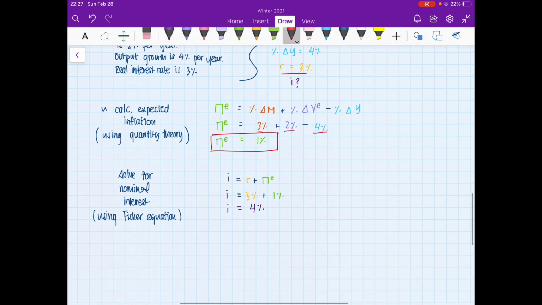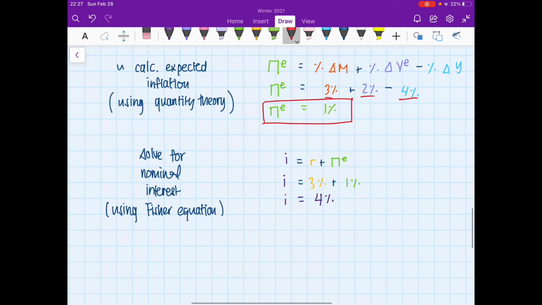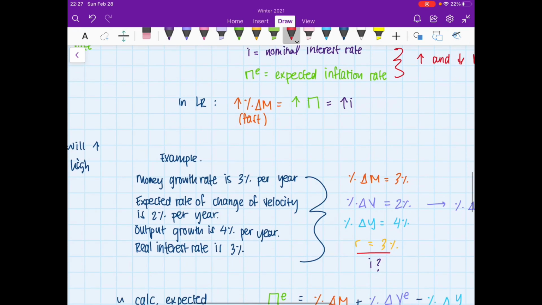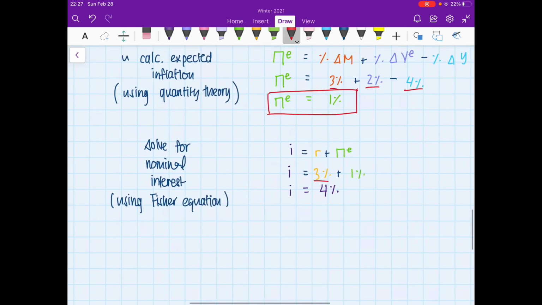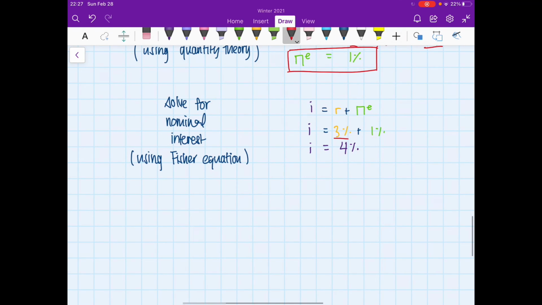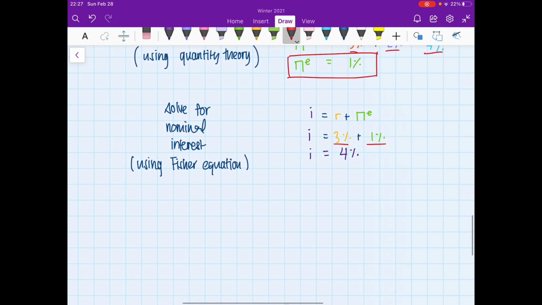Finally, we'll solve for nominal interest by substituting our values into the Fisher equation. As you can see, the real rate is 3%, as was previously specified in the example, and our expected inflation is 1%. So, nominal interest rate is equal to 4%.